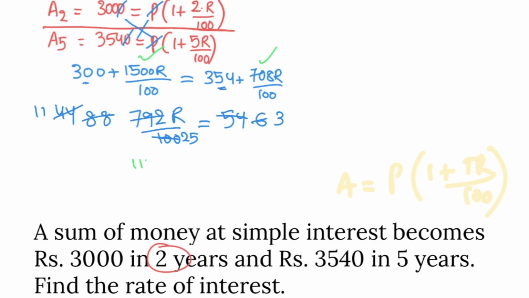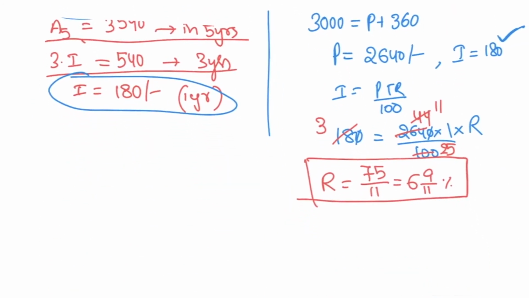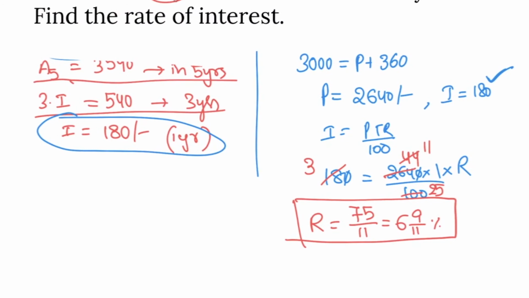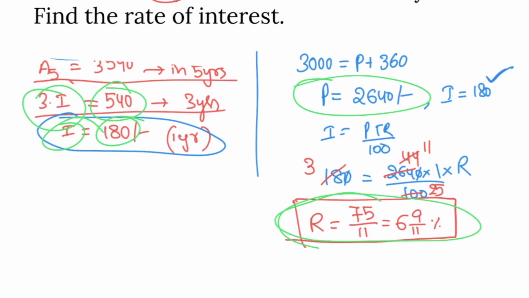On the left side, 11R by 25. On the right side, it is 3. R is equal to 25 into 3, 75 by 11%. In other words, 6 9 by 11%. So whichever method you use, you will get the same answer. Either you can use the difference method or the formula method. This is the formula method. If you use the difference method, the amount for 3 years is given, the amount for 5 years is given. The difference is 3 years' interest. 3 years' interest is 540. 1 year interest is 180. From that we find the principal. Once you find the principal, you can find the rate of interest.